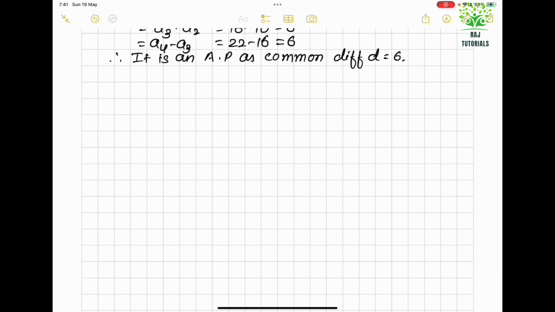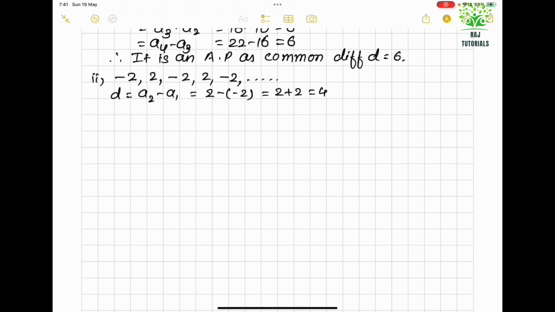Now the second one. In that I am given minus 2, 2, minus 2, 2, minus 2. Like this some series is given. So see, here D will be A2 minus A1. So that is 2 minus of minus 2, so that will be 2 plus 2, 4.